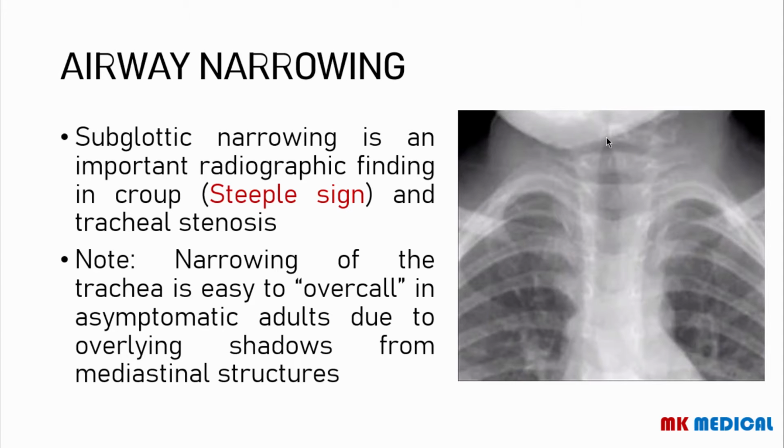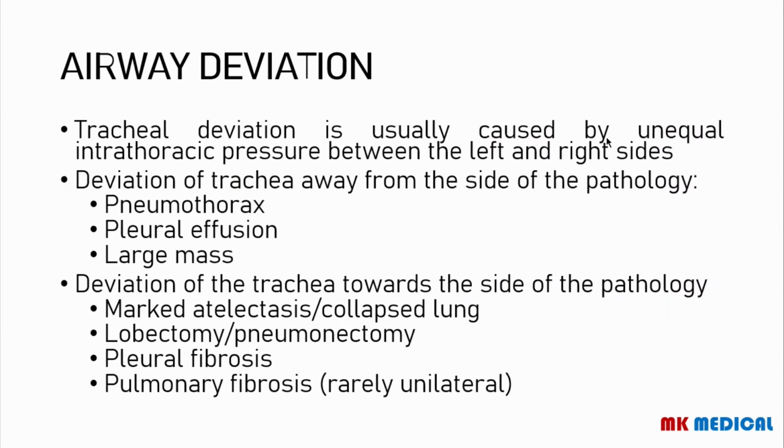But what you actually really need to note is that sometimes this narrowing of the trachea is easy to overcome, especially in asymptomatic patients. So you may think that there is some significant narrowing of the trachea, especially in adults, but this could be due to overlaying of certain shadows that are coming from the mediastinal structures. Then the next pathology is, of course, airway deviation.